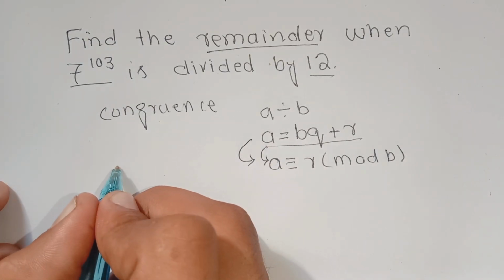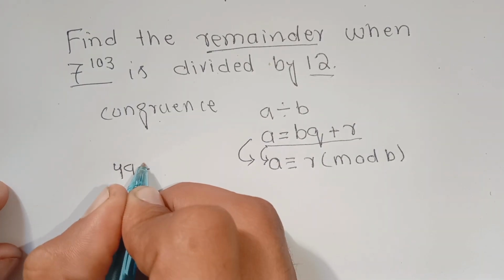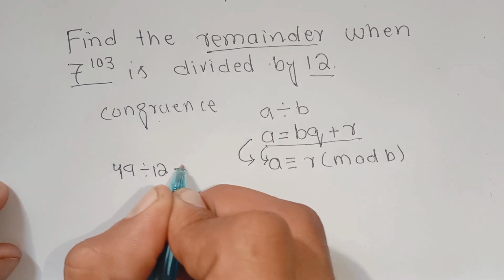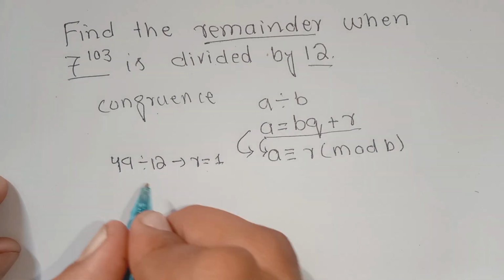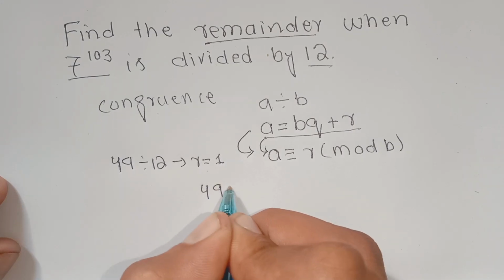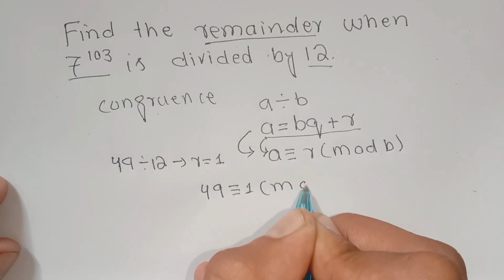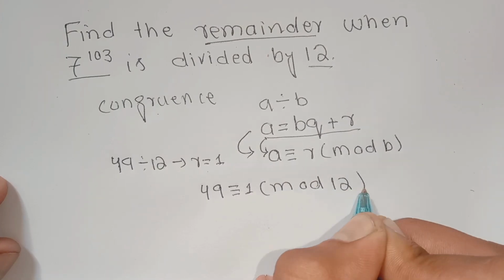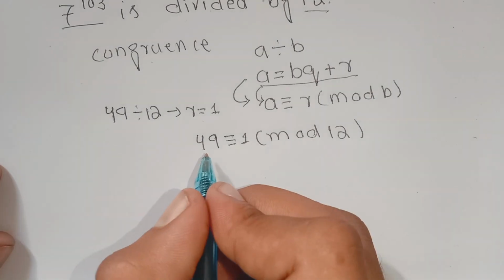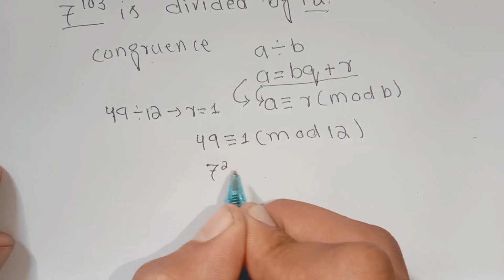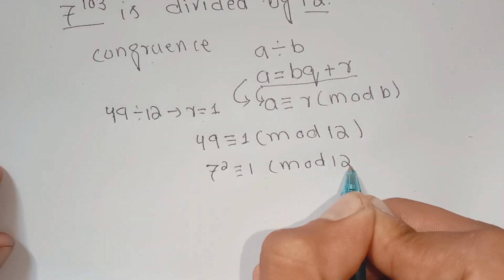So now we know that 49, when we divide it by 12, gives us remainder 1. It means that 49 is congruent to 1 mod 12. And we can write 49 as 7 squared is congruent to 1 mod 12.